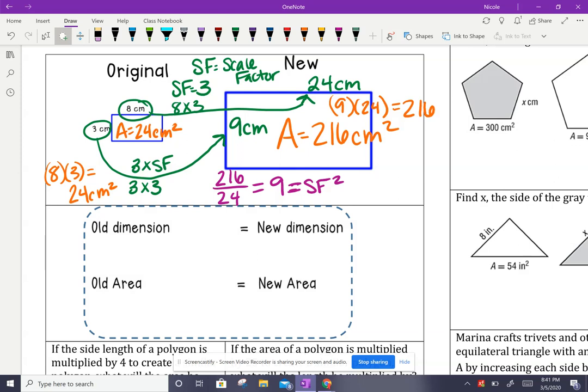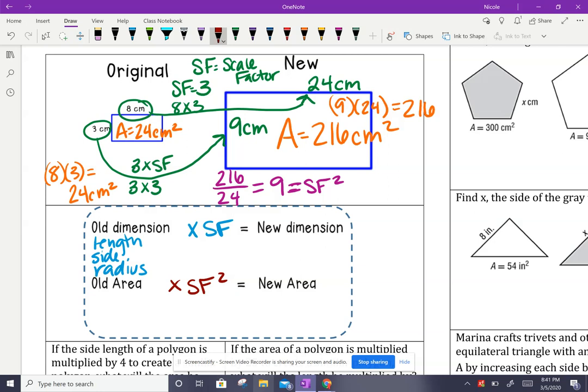3 squared is 9. So in kind of a summation of this, we take any of our old dimensions. That could be the length of a side. That could be a radius. It could be many things. And to get our new dimension, we multiply that by the scale factor, whatever number is represented by that scale factor. But when we're doing area, we take our old area, we multiply it by the scale factor squared to get our new area.